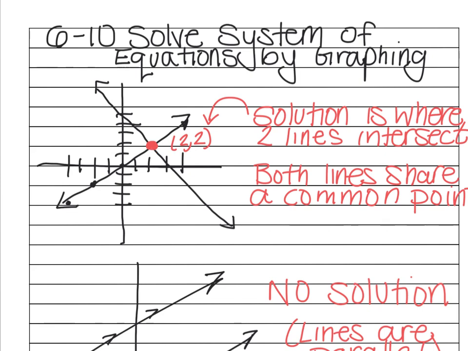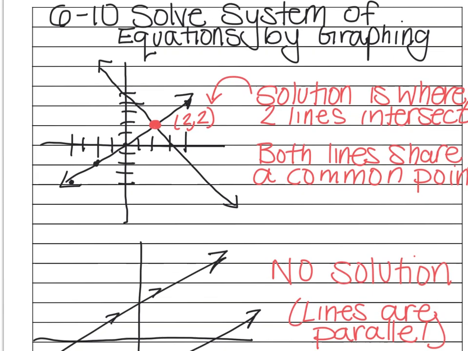So in order to solve it by graphing, you would obviously graph both lines. Now, sometimes they do not always intersect. So for this one, if the two lines intersect, they intersect right here at the point (2, 2). And both lines share one common point.